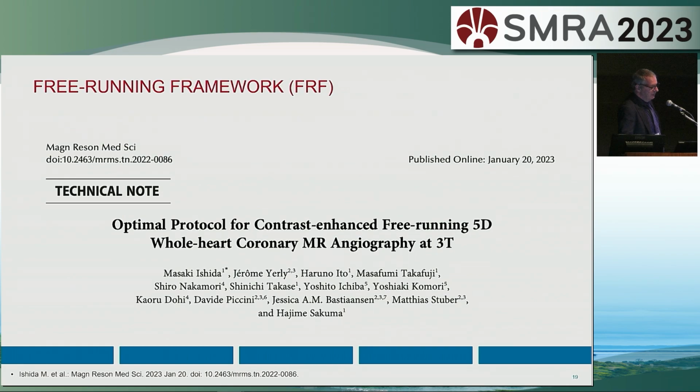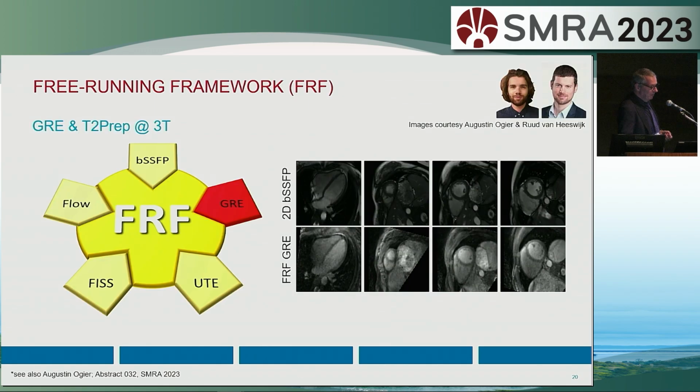And this is a very nice example, I think, of a collaboration between Japan and Switzerland, where we worked together in order to obtain these nice results. Then Augustin Augier yesterday showed you these results here, also at 3 Tesla, here without contrast agent, and he interjected the T2 prep in order to generate the contrast between the myocardium and the blood pool, because without the T2 prep and without contrast agent, you wouldn't have a contrast between the muscle and the blood.